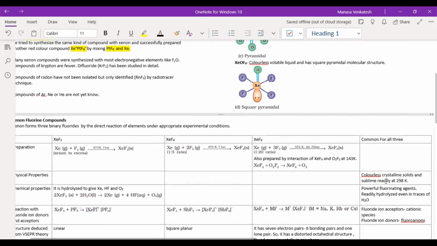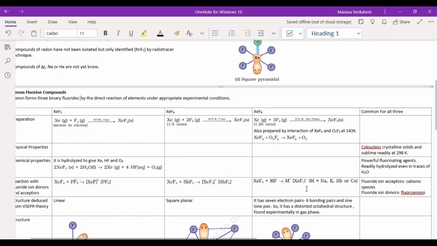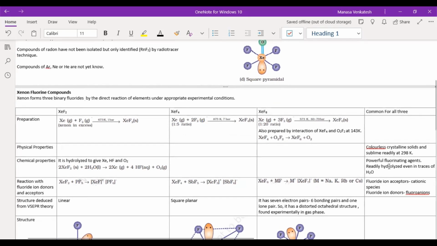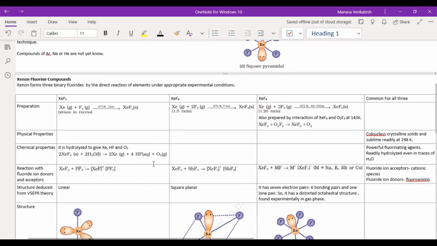Now, physical properties, all of these are colorless crystalline solids that sublime at 298 Kelvin. First of all, these fluorides are good fluorinating agents, and they get hydrolyzed. Even in a little bit of water, they undergo hydrolysis. And the hydrolysis gives us xenon and hydrogen fluoride, as well as oxygen. Now, when these compounds react with fluoride ion acceptors, they act as cationic species, whereas with fluoride ion donors, they form fluoroanions.